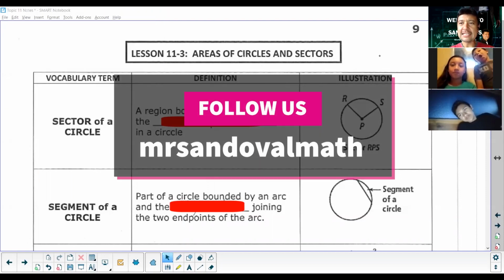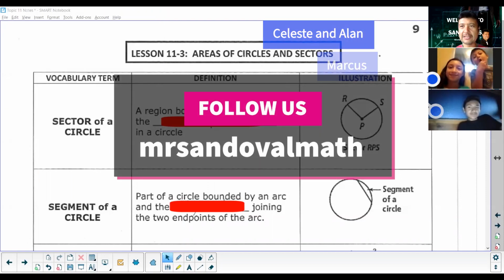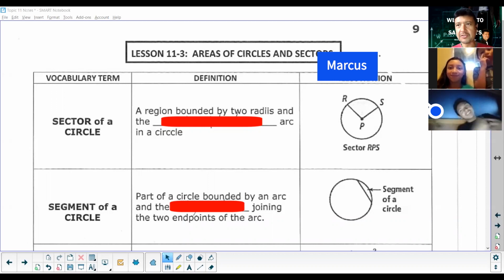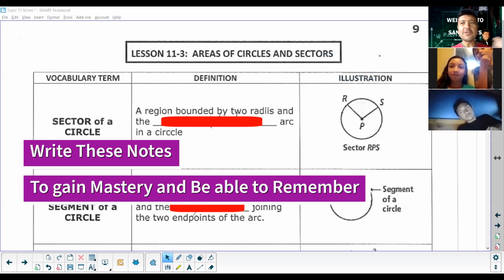And with us today, we got Celeste and Alan, and we have Marcus. Max is absent today because he's doing his own Google Classroom. Now, let's go ahead and get started.